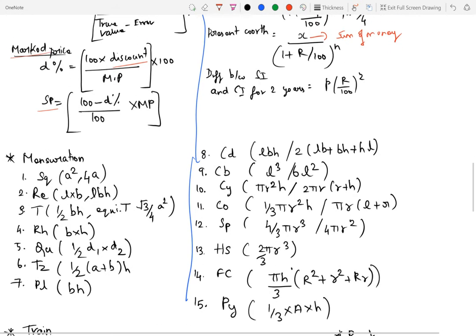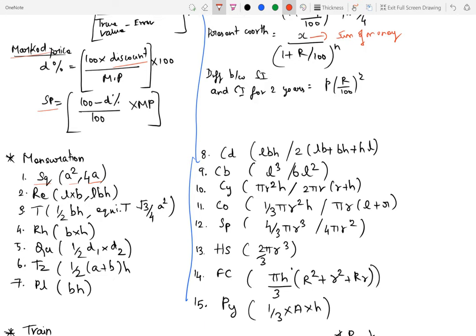Then what about the mensuration? See, these are the few basic mensuration types which we can expect in the competitive exams. I have just listed few formulas. There are many others. Okay, square, area is a squared, perimeter is 4a. Rectangle, area is L into B, perimeter is 2 into L plus B.